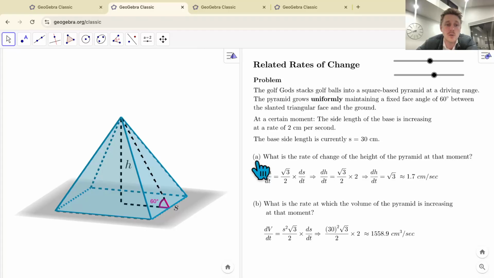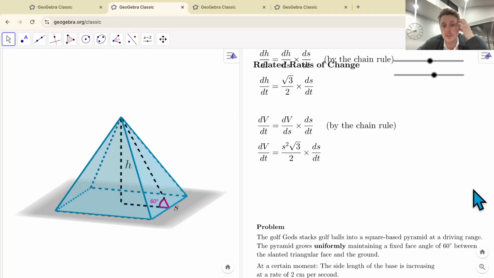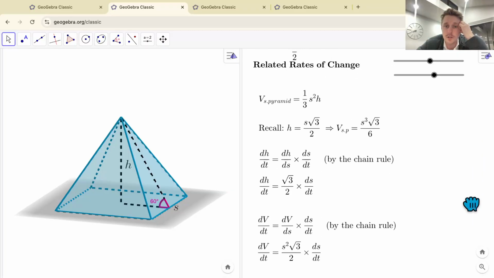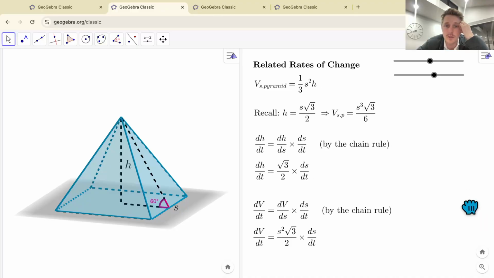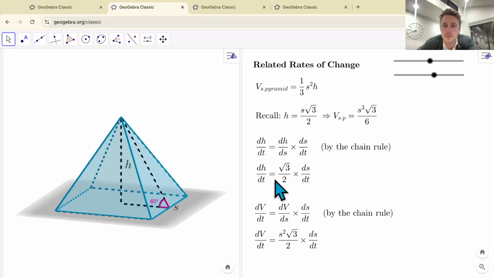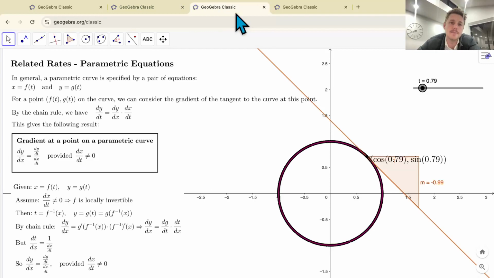Okay, so before we move on, I should just say you can generalize those findings. We've obviously used the volume of a pyramid here, but by the chain rule, it's the key idea here. We're able to relate those rates of change to one another, so you can apply that to many problems. All right, let's move on to parametric equations and related rates when you get given a parametric equation.